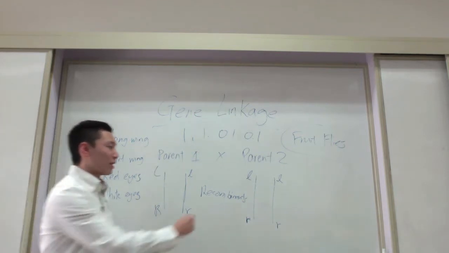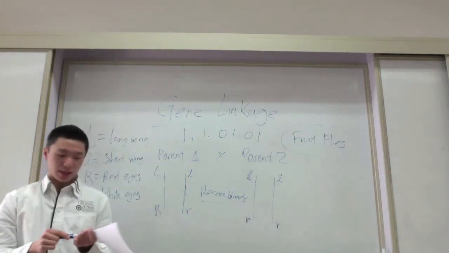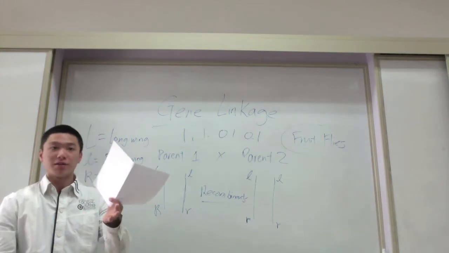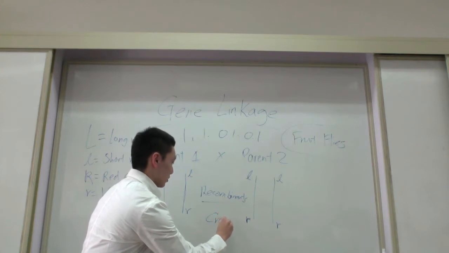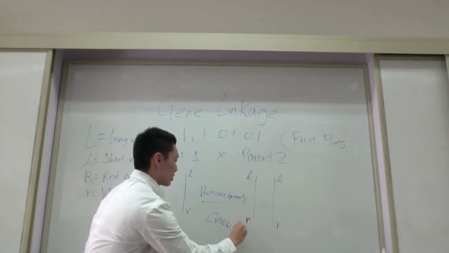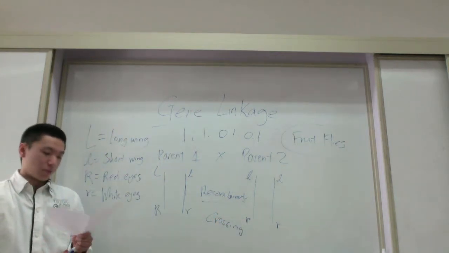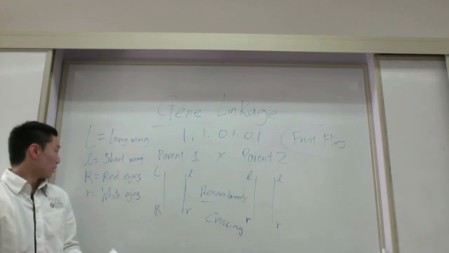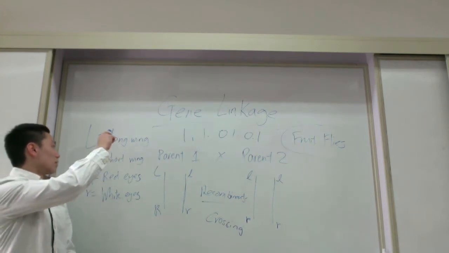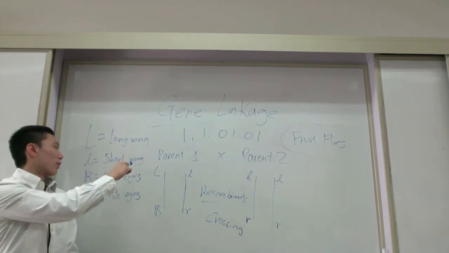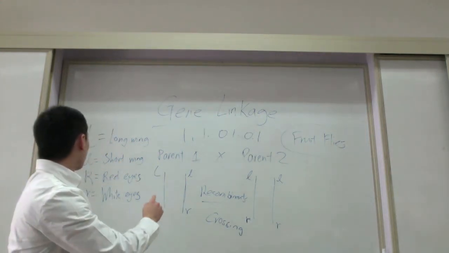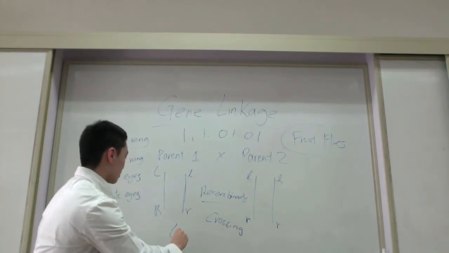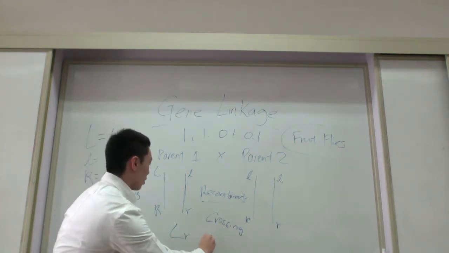And if recombination happens, which is when the alleles are far apart enough so that crossing over happens between the two alleles, between homologous chromosomes, you would get either long wings and white eyes or short wings and red eyes. So you have a combination of big L and small r, or small l and big R.